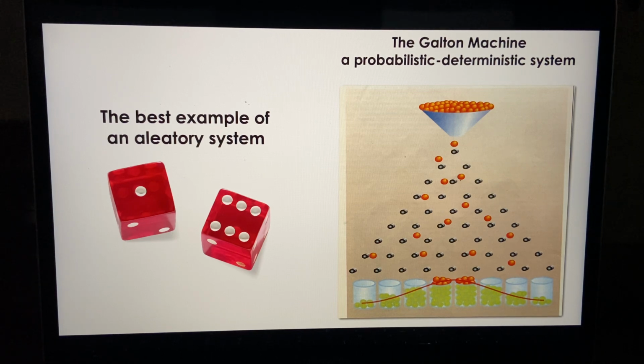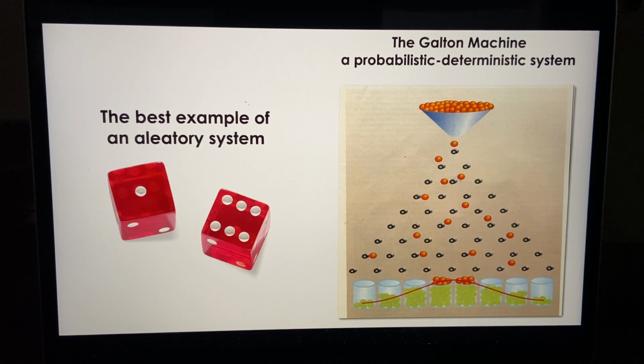Each ball can distribute down in the funnel at different positions which cannot be predicted. But if you let all the balls fall down, at the end of the process you can see a perfect distribution, the normal distribution of these balls along all the funnel.